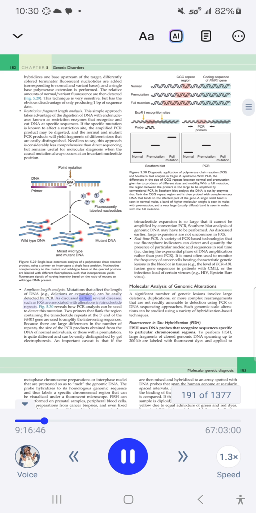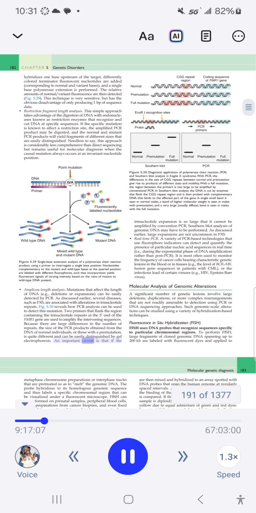As discussed earlier, several diseases, such as FXS, are associated with alterations in trinucleotide repeats. Figure 5.30 reveals how PCR analysis can be used to detect this mutation. Two primers that flank the region containing the trinucleotide repeats at the 5' end of the FMR1 gene are used to amplify the intervening sequences. Because there are large differences in the number of repeats, the size of the PCR products obtained from the DNA of normal individuals or those with a premutation is quite different and can be easily distinguished by gel electrophoresis.